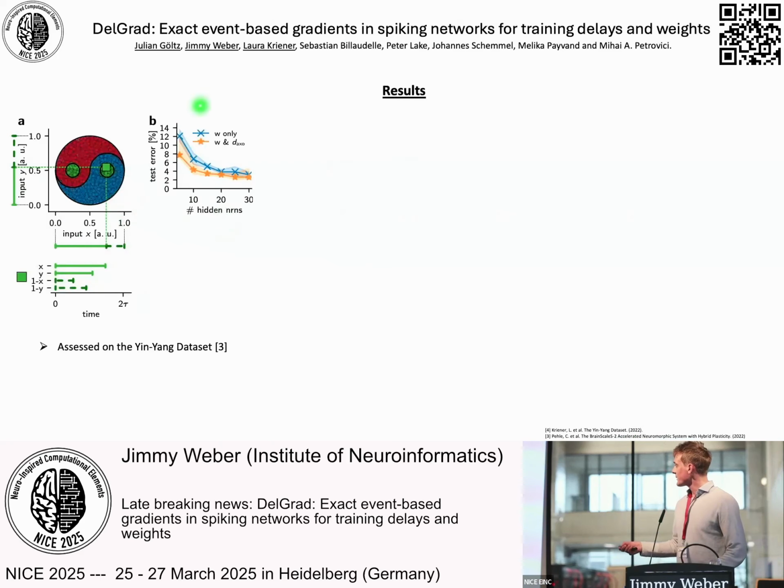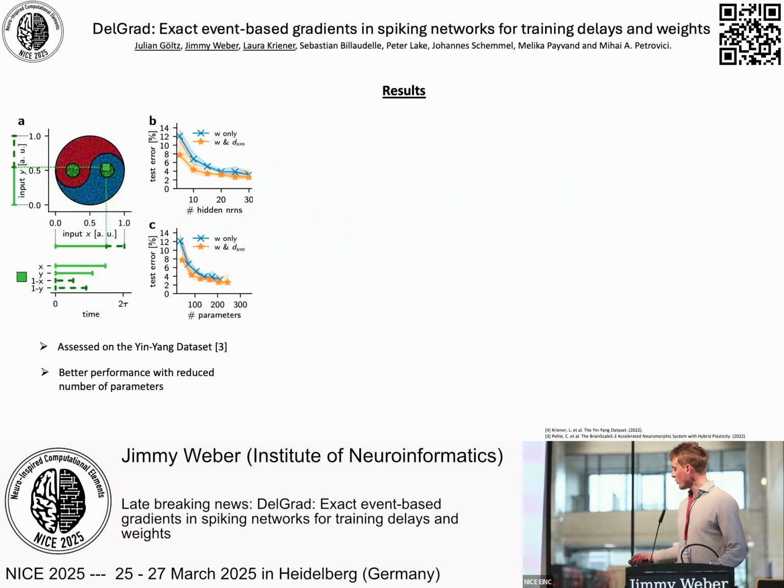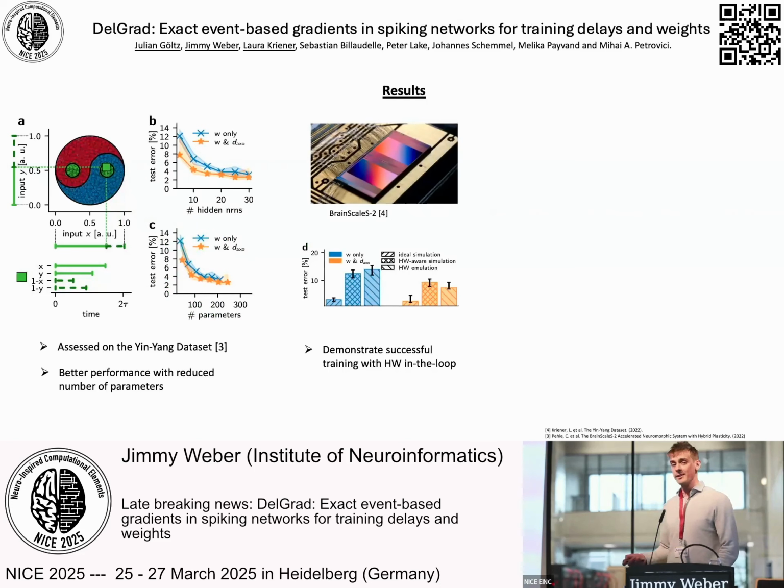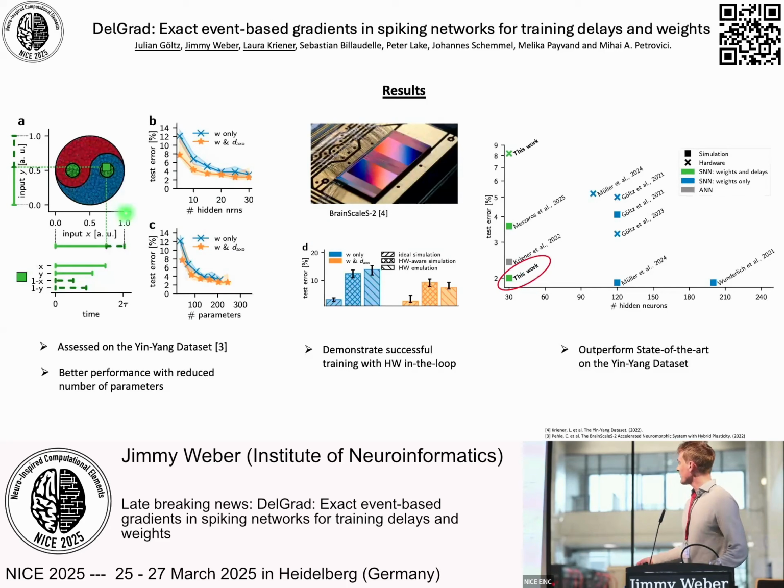Regarding the results, we found that delay-based networks always outperform weight-only networks, independently of the size of the neural network. We also validated that observation when normalizing for the number of parameters. As I said, it's a hardware-friendly method, so we were able to train this delay-based network on the BrainScaleS-2 neuromorphic chip, and we again observed that weight-only networks are less performant than delay-based networks for both ideal, hardware-aware, and hardware emulation.